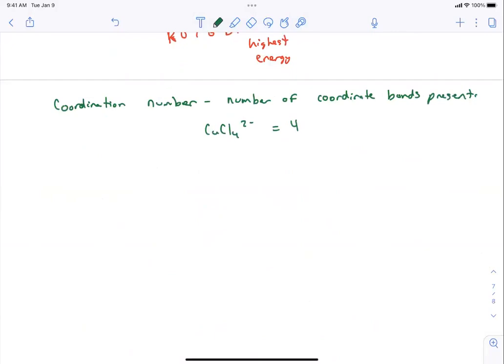It depends on the complex ion itself. You don't need to memorize like Cu is 4 or stuff like that. So you would determine it for each complex ion they gave to you. They wouldn't ask you to say what's the coordination number of Cu. Does that make sense?